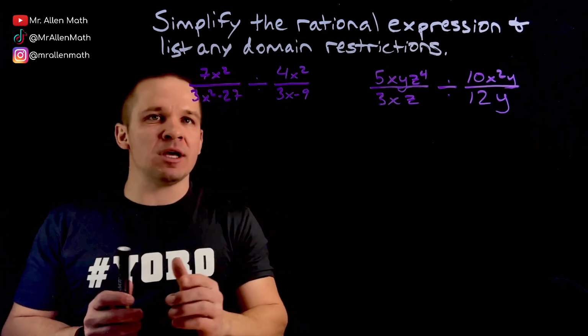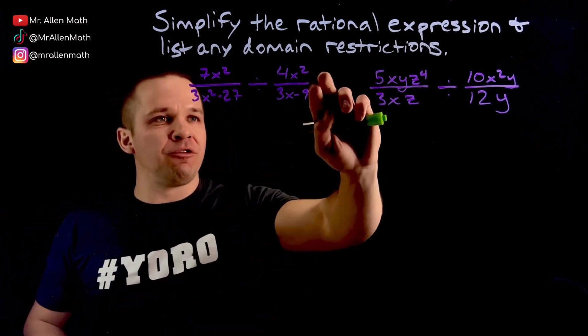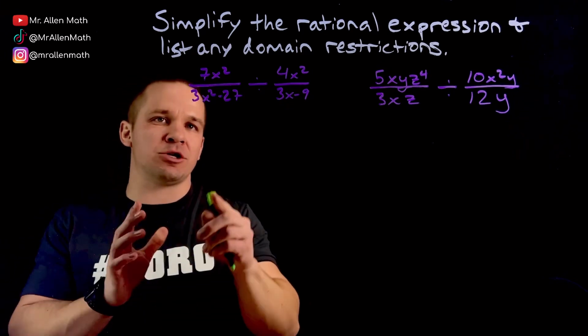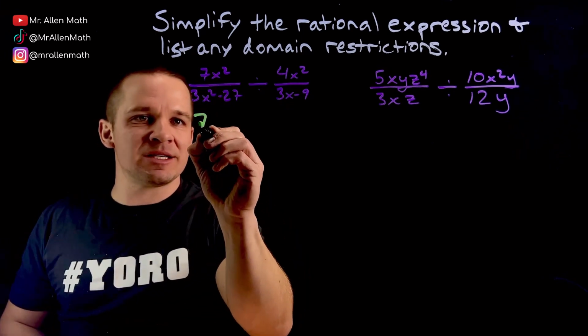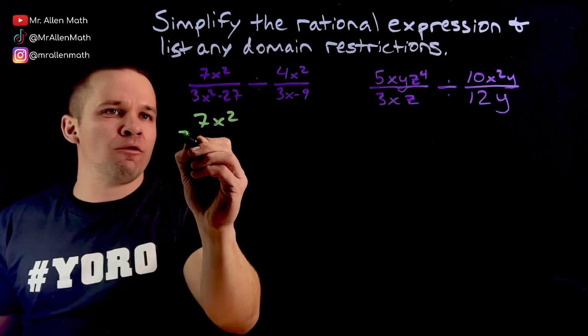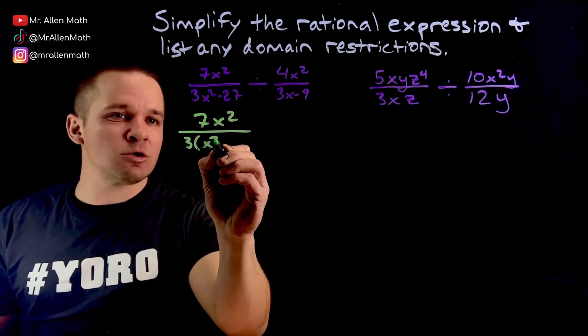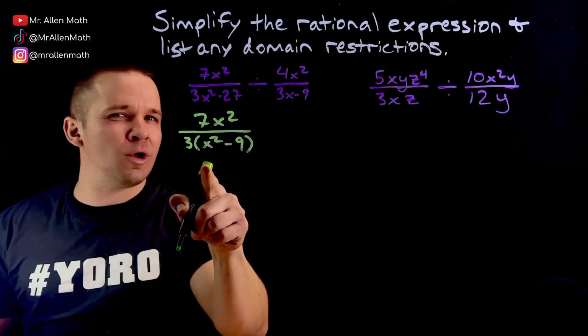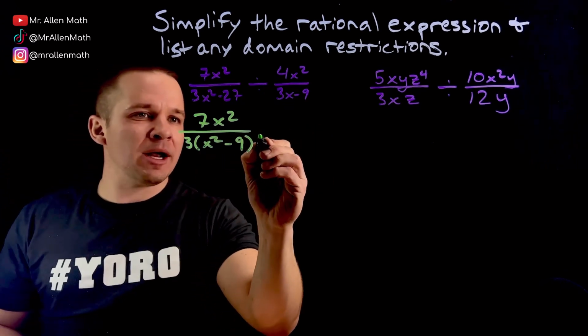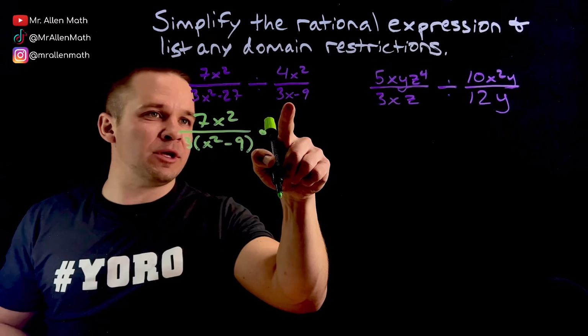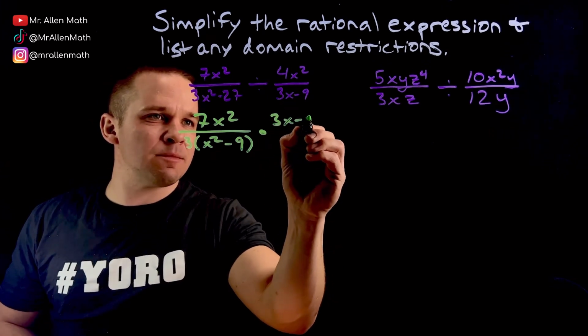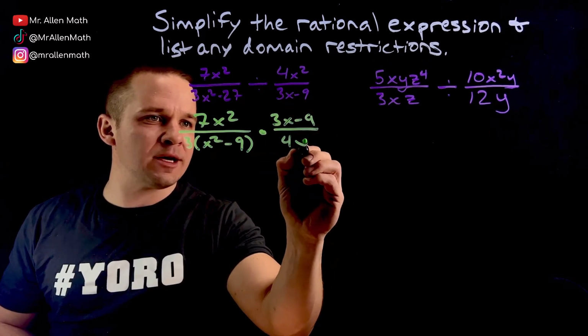Same thing though, I can go ahead and factor, and I can flip this guy and rewrite it as multiplication. So the first fraction is going to be 7x squared over 3 times x squared minus 9. Ooh, that's going to be able to be factored a little bit more, isn't it? But I can also then multiply by the reciprocal here. I'll just rewrite this as 3x minus 9 over 4x squared.